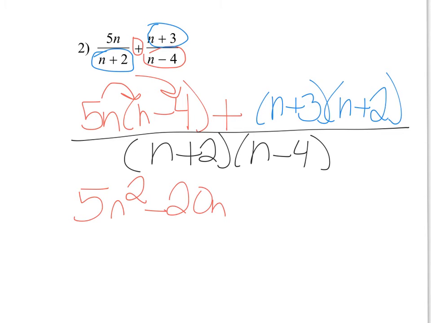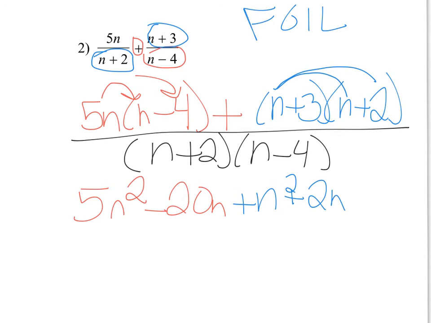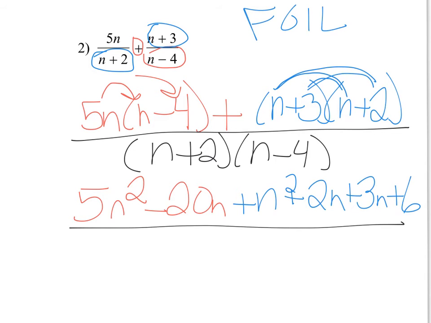No big deal there. In this one, we do need to FOIL. You can take it out to the side, and you can do the box method if you prefer. But all we're doing is double distributing. I'm distributing n times n, which gives me n squared. Don't forget that plus sign, by the way. I'm distributing n times 2, which gives me 2n. And then I'm doing the same thing. I'm distributing the 3, which gives me 3n, and the 3 times the 2, which gives me 6. And it's all over that same denominator.